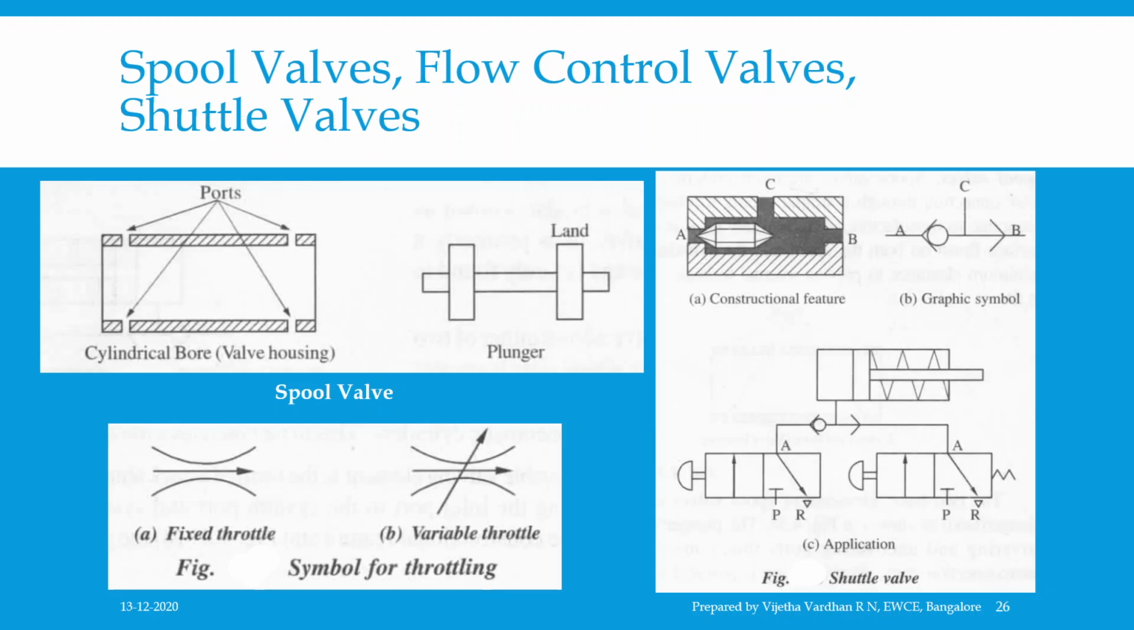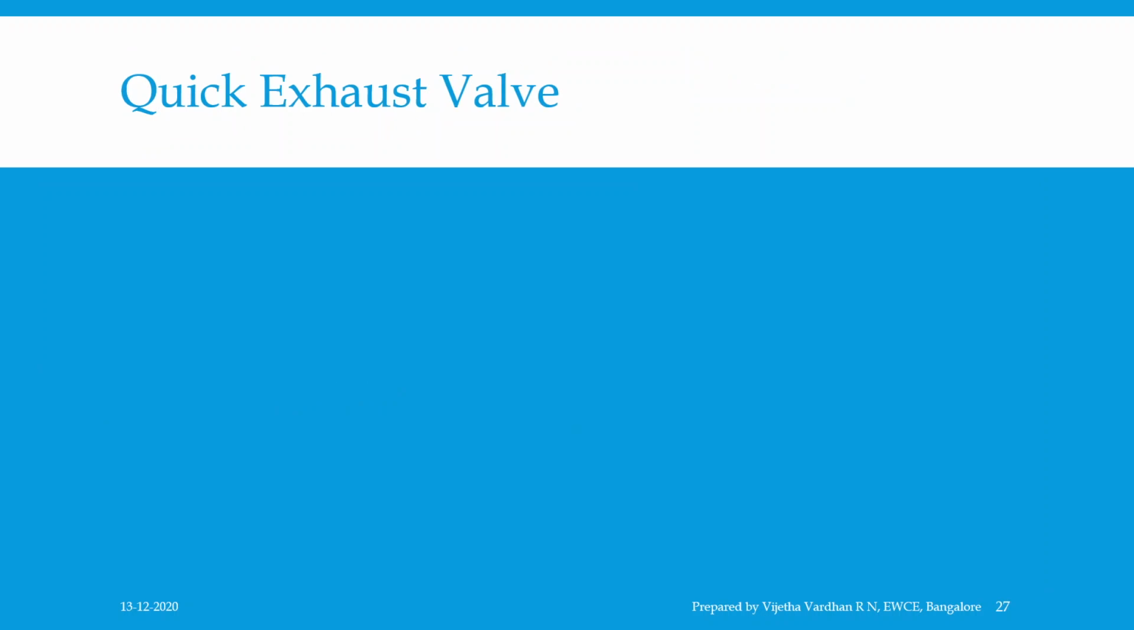Now let us understand the next type of valve, called the quick exhaust valve. A quick exhaust valve, also referred to as a fast exhaust valve, is a shuttle valve with a valving element in the form of a shuttlecock.